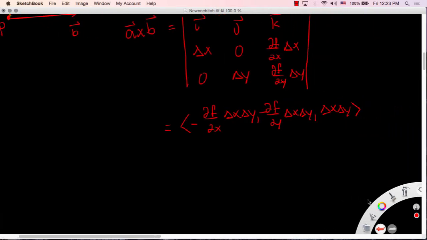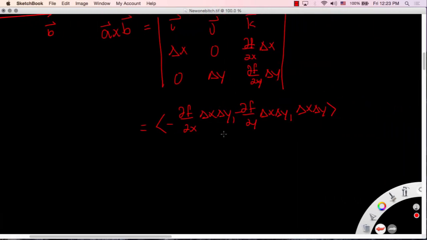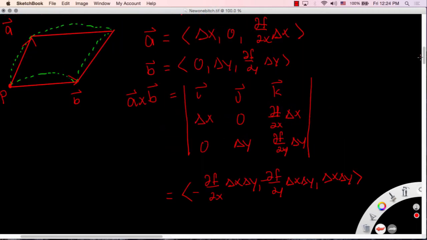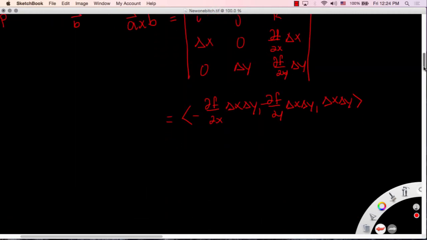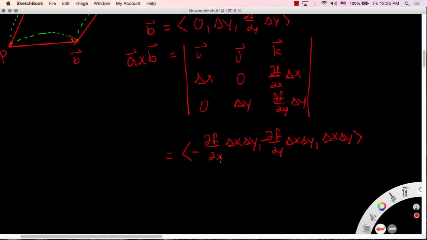Now it looks like I can factor out these delta x, delta y, but what is delta x, delta y again? Well, if we refer back to our diagram here, delta x, delta y is delta A, the change in area. Since this area is supposed to be infinitesimally small, we'll go ahead and factor out delta x, delta y, and we'll get the vector negative partial f, partial x, negative partial f, partial y, 1 multiplied by a factor of delta A. And so this is the cross product between vectors A and B.